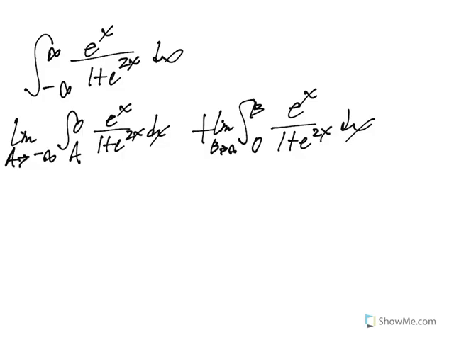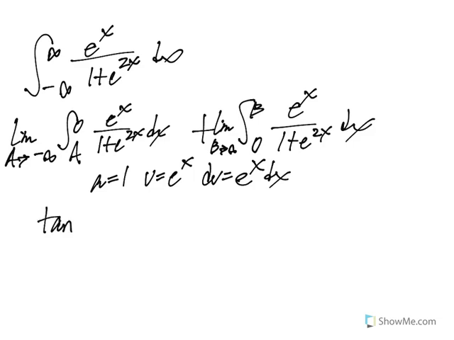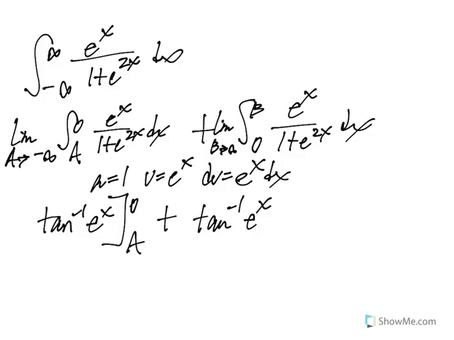All right. I don't know if you can recognize this, but these are actually going to be arctan functions. My a is going to be 1. My u will be e to the x. My du then is also e to the x dx. So when I anti-derive this, I'm going to get 1 over 1 times the arctan of e to the x over 1, going, in this case, from a to 0. I'll add that then to, again, the same antiderivative, the arctan of e to the x over 1 times 1 over 1, now going from 0 to b.